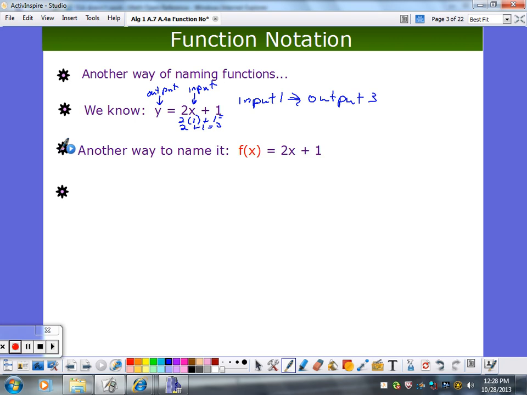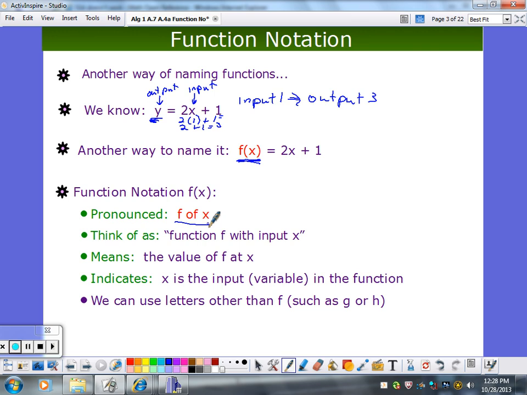So now we're going to name it. Instead of calling the output y, we're going to call the output f in parentheses and x. And we pronounce this, we say f of x. F of x equals whatever. It means the same as y. Now I changed its name. Is anything different about these functions now that I changed its name from y to f of x? No, it's the same thing.